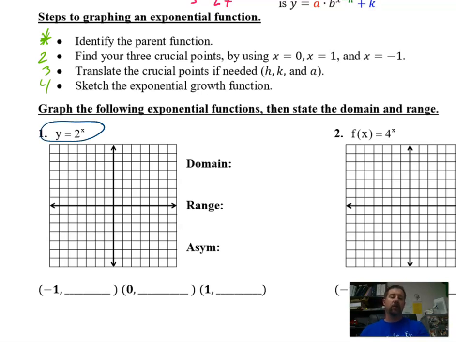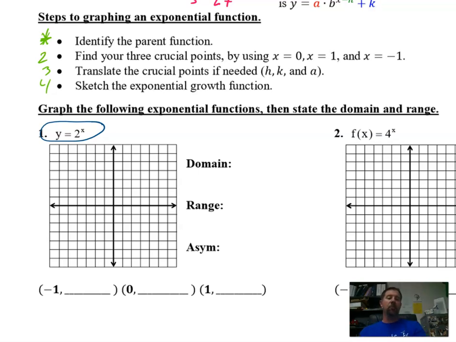All right, and so we say first, identify the parent function, and that's what we mean. Like that is our parent function. If we had the HK stuff and the A stuff, we'd get rid of that down the road. But in this case, we just have the b to the x, and so that's our parent function. And now once we identify our parent function, we're going to find our 3 critical values by plugging in 0, 1, and negative 1.